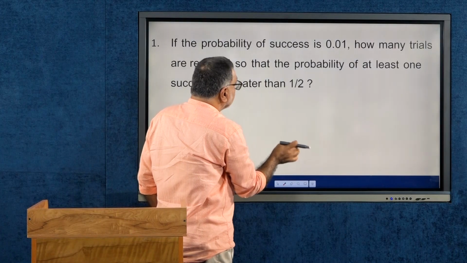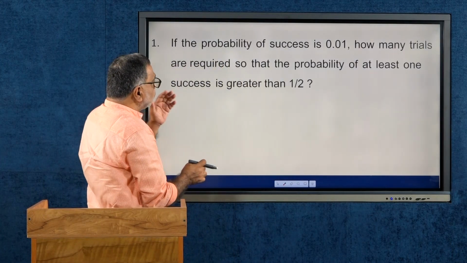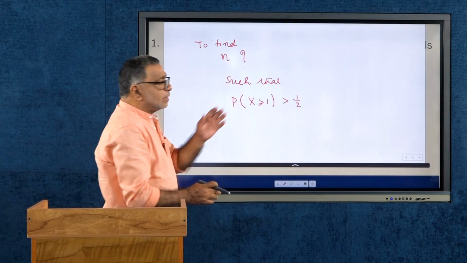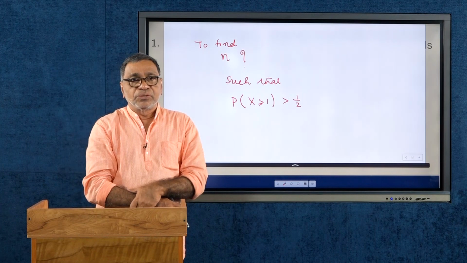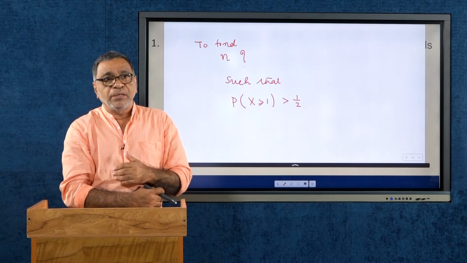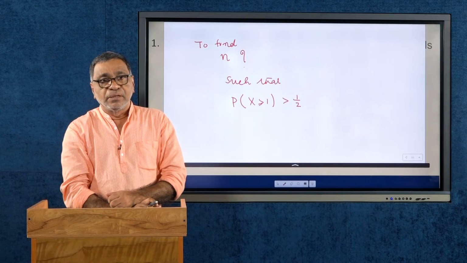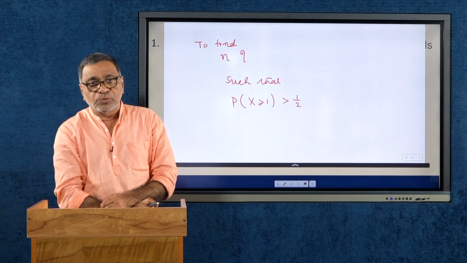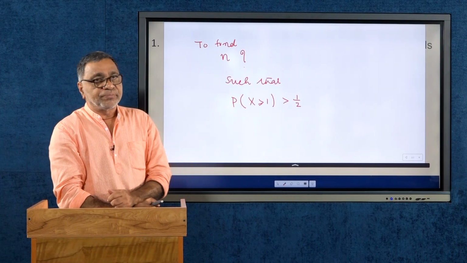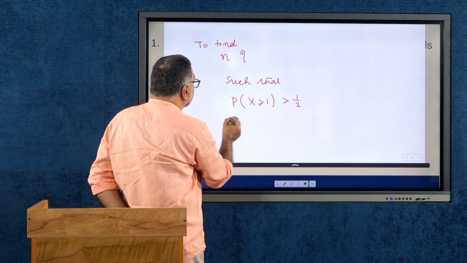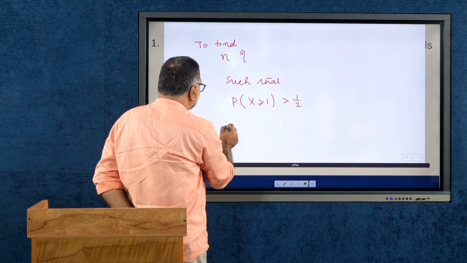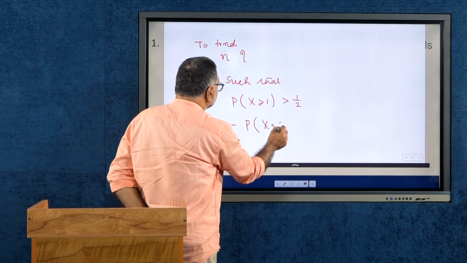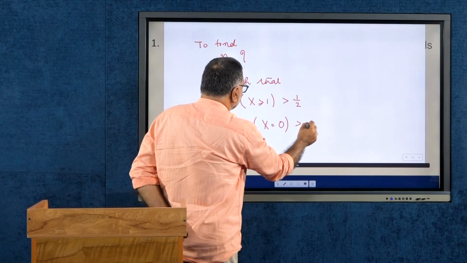So, the probability of at least one success is greater than 1 by 2. That statement is written like this. So, we have to find the number of trials n in order to satisfy the probability of x greater or equal to 1 being greater than 1 by 2. So, what is the probability of x greater or equal to 1? It is actually 1 minus the probability of x is equal to 0, which is greater than 1 by 2.